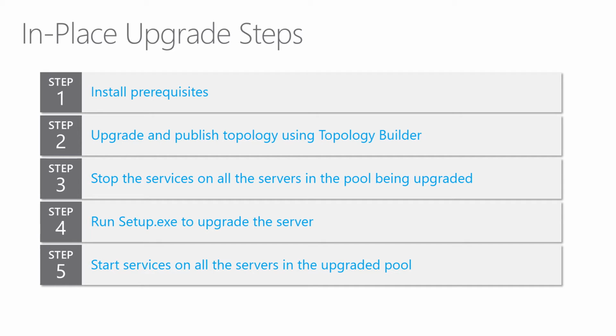Step 2, upgrade and publish topology using Topology Builder. Step 3, stop the services on all the servers in the pool being upgraded. Step 4, run setup.exe to upgrade the server. Step 5, start services on all the servers in the upgraded pool.